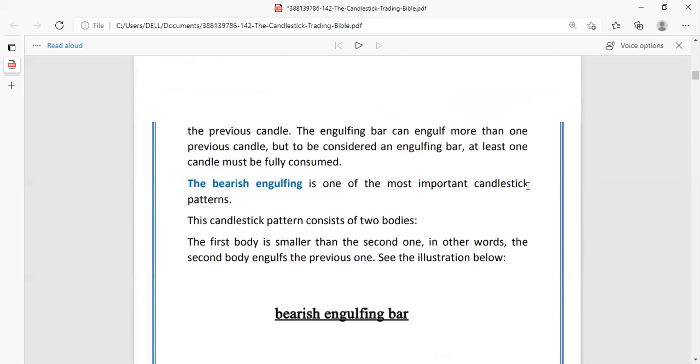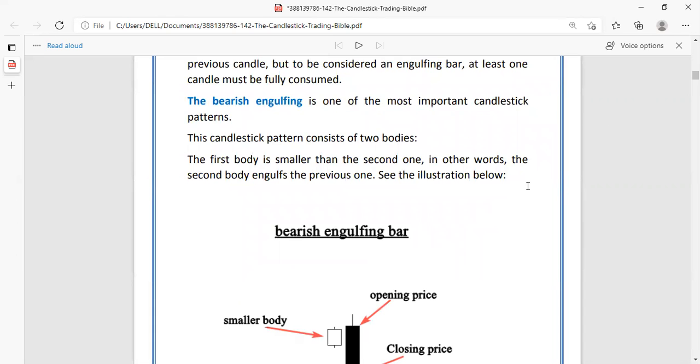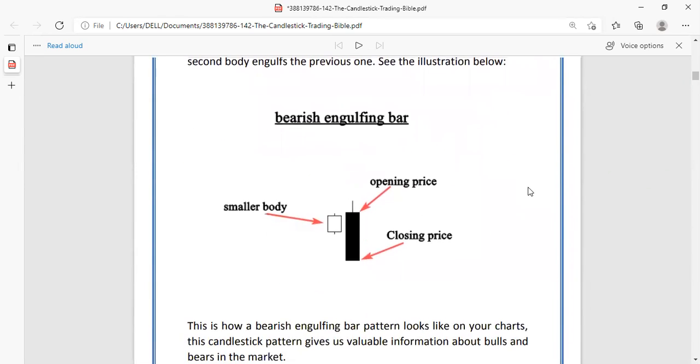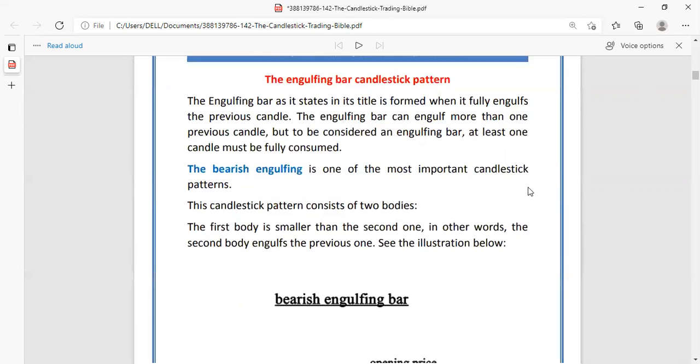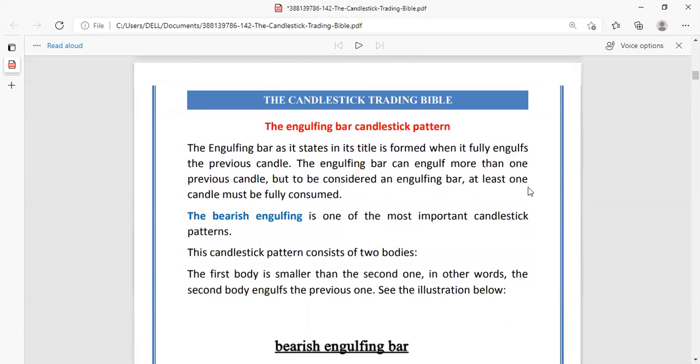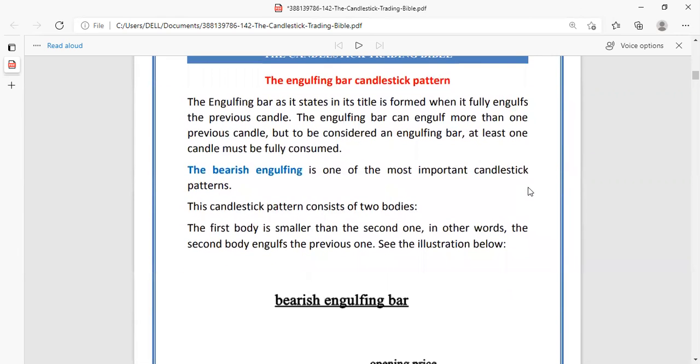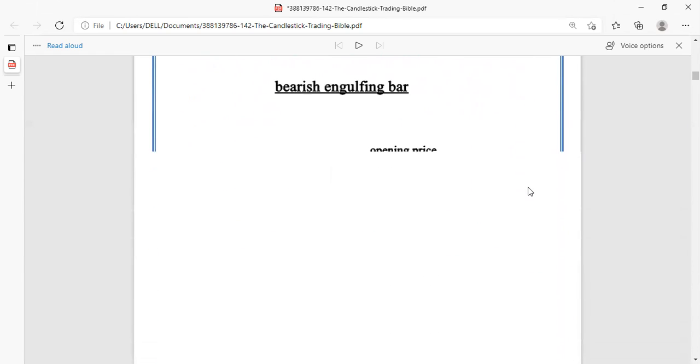So this is our topic. In the candlestick patterns, we have what we call the engulfing bar. We have two types of engulfing: the bearish engulfing and also the bullish.